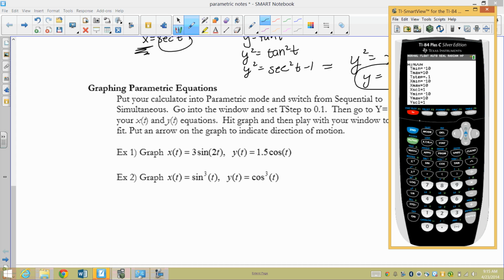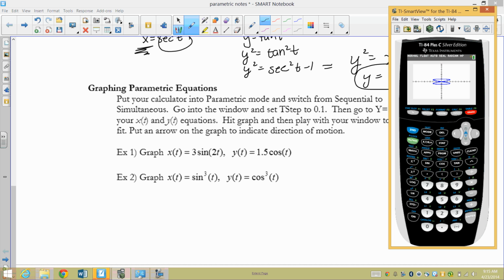And then when you go into your y equals, you have x of t and y of t. So basically, when we graph these, you have to graph them two at a time, x of t and y of t. And then for the piece that I left off before, because we were just trying to compare graphs, if I were to graph 3 sine 2t and 1.5 cosine t, make sure you're in radians, and I hit graph here. Ooh, I get that fun figure 8 thing.